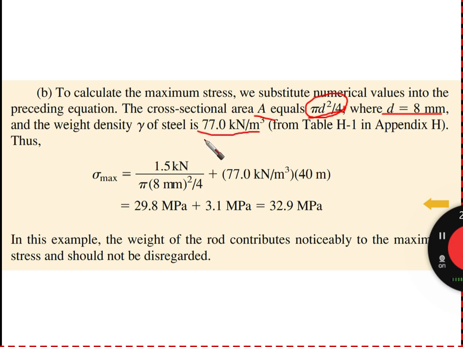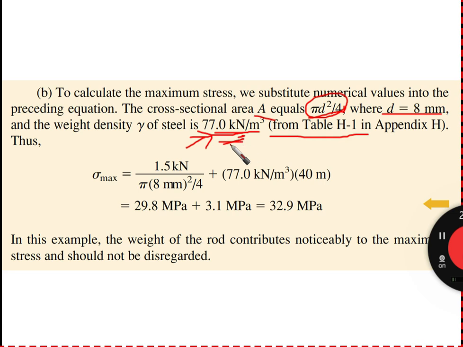Where can we get it from? It is something known, or you can obtain it from the textbook, from table H-1 in appendix H of our textbook. You can find it there. It is something common for steel. The density of steel is 77 kilonewton per meter cubed.